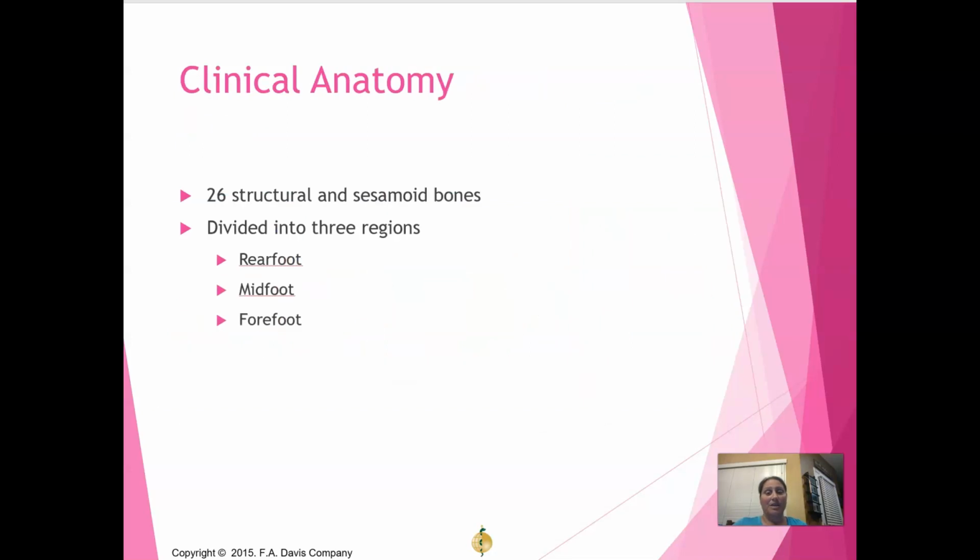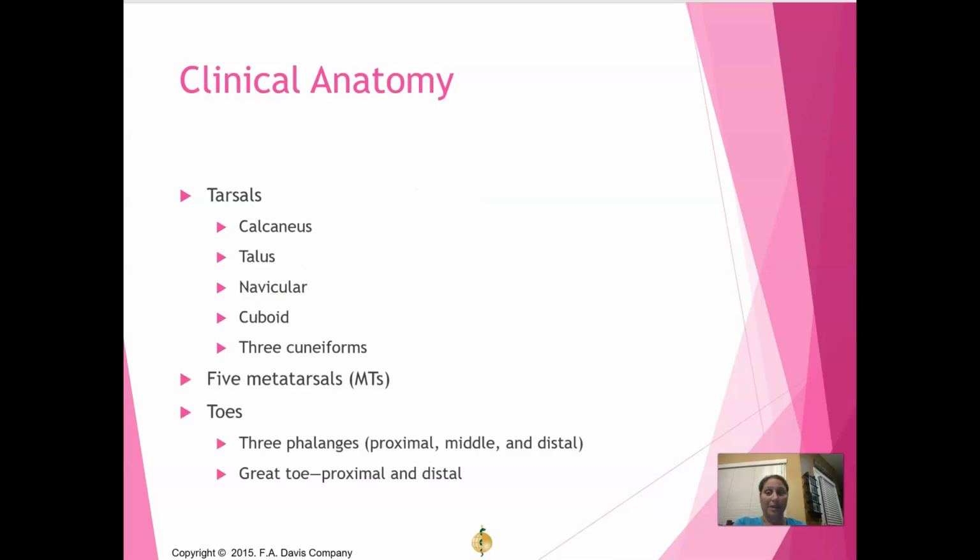So a little bit about the clinical anatomy of the foot and toes. There are 26 structures and there are additional sesamoid bones in there, and they are all divided into 3 different regions: rear foot, midfoot, and forefoot. And that's coming up in the next 2 slides. Okay, so you do have your tarsal bones, which are more on the posterior aspect, the calcaneus or our heel bone, and then just superior to that you have the talus.